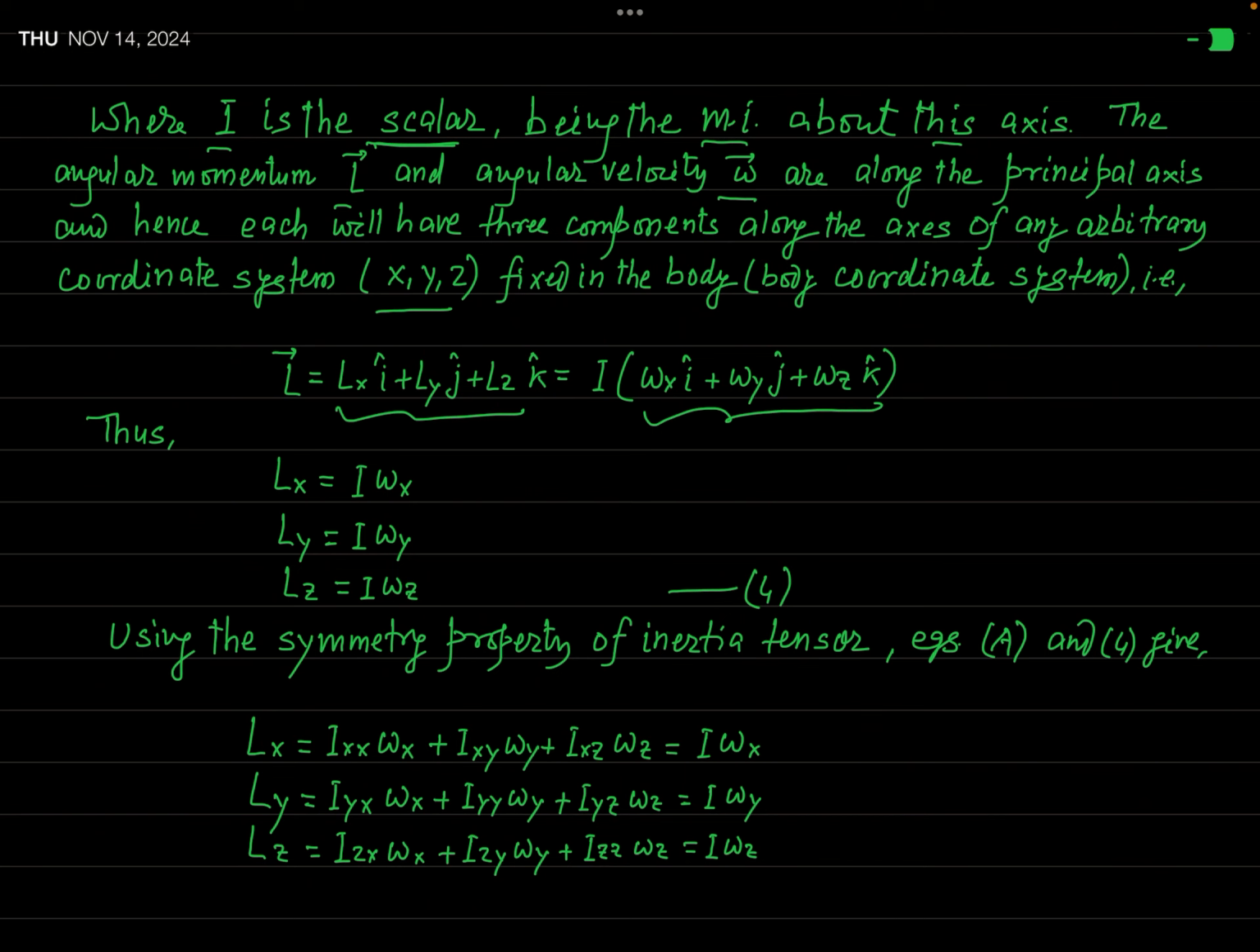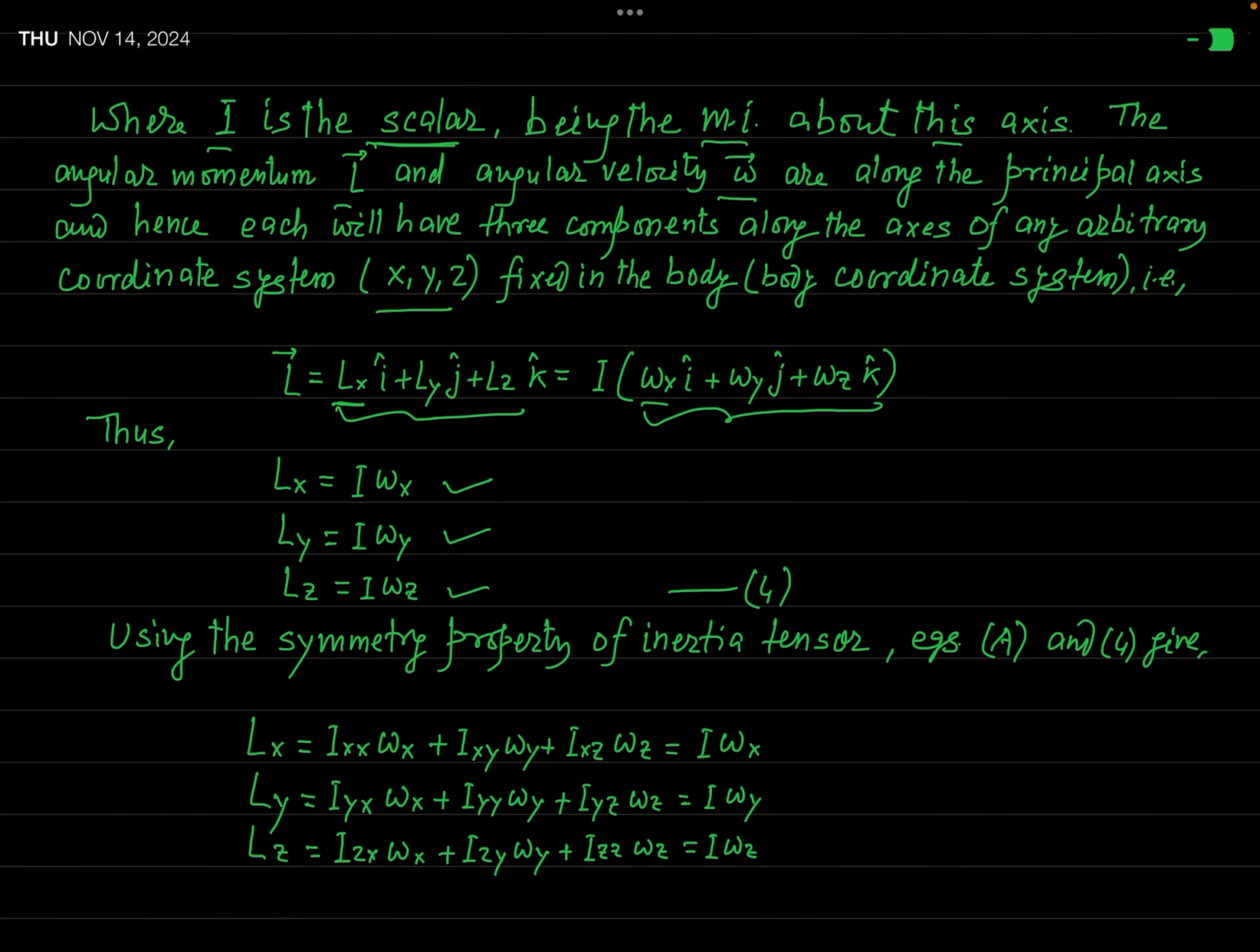But if two vectors are equal, you know the corresponding components of the two vectors are equal. So definitely the x component Lx of the angular momentum vector must be equal to I times omega x. So Lx is equal to I omega x, Ly is equal to I omega y, and Lz is equal to I omega z. Okay.